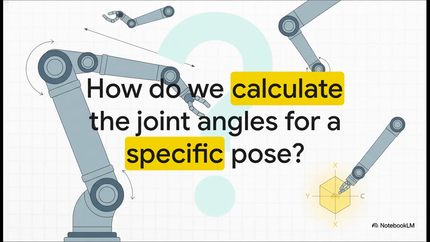So, now we've mastered the language of pose. We can describe any orientation, any position we want. But that leaves us with one last absolutely critical question. Given a desired pose for the robot's hand, how in the world do we figure out what angles each and every joint in the robot's arm needs to be at to get there? That is the fundamental challenge of inverse kinematics, and it's exactly where we're heading next.